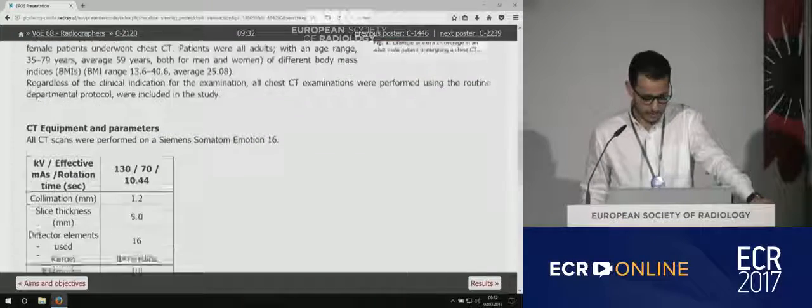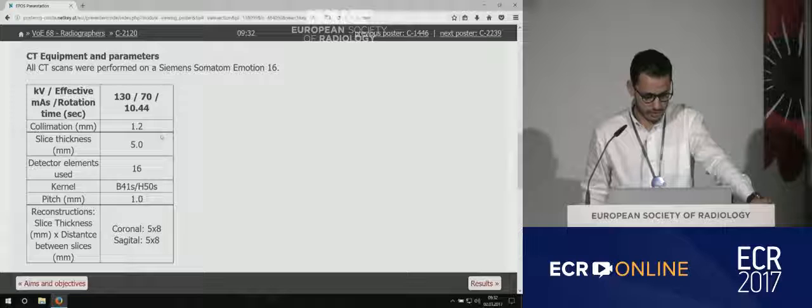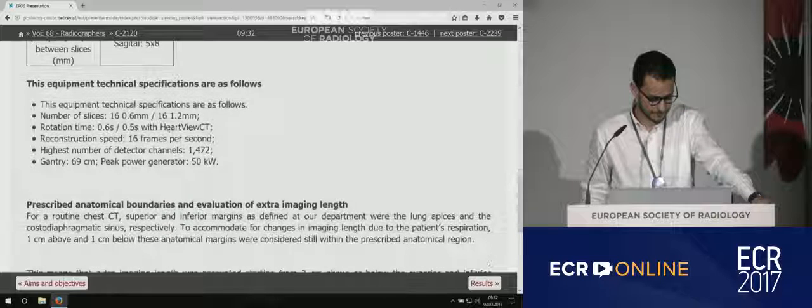The CT equipment and parameters are here. We used for every examination a Siemens Somatom Emotion 16. This is our standard protocol. It's a very basic protocol used for chest routine. This is our equipment technical specifications, very standard.